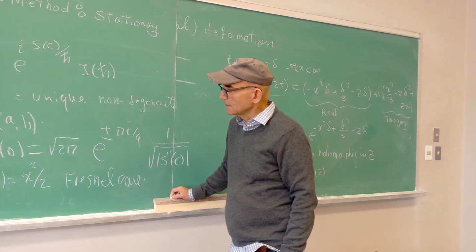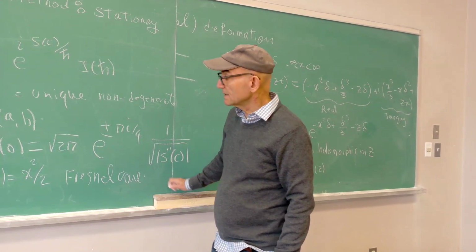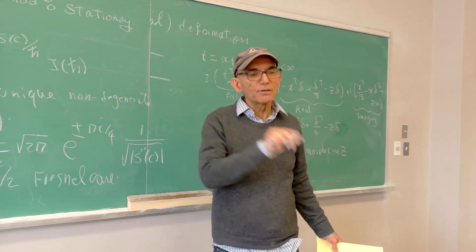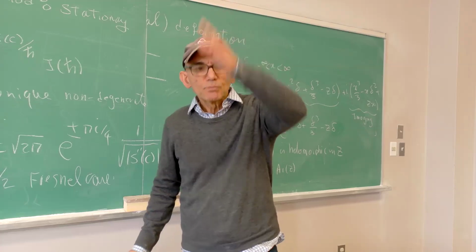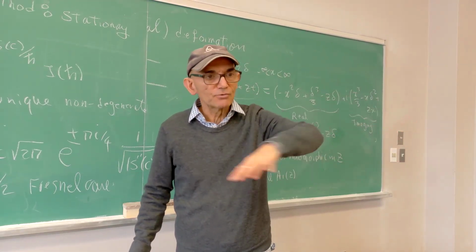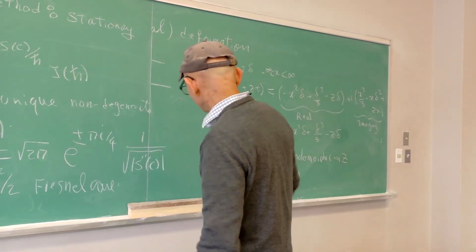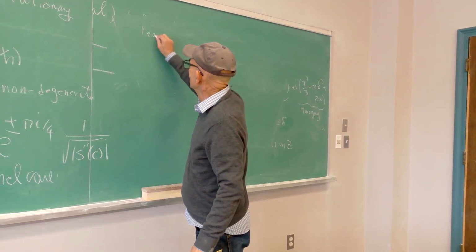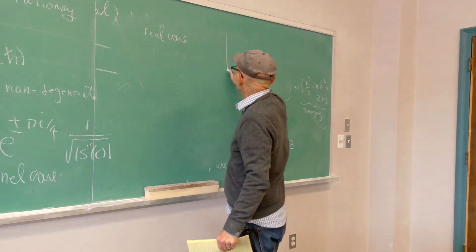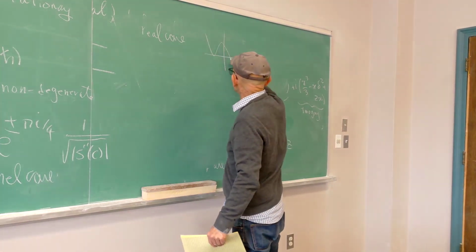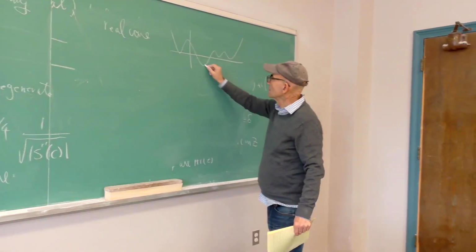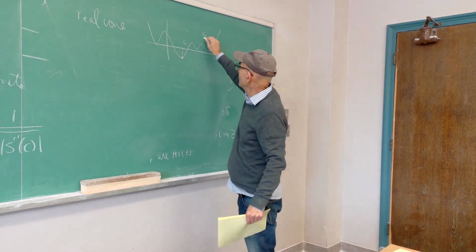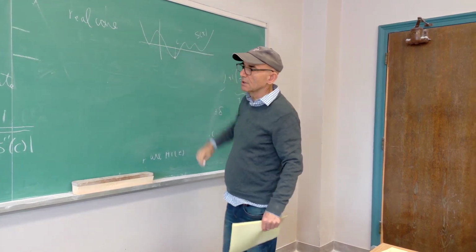Another difference between this case and the real case is that all critical points contribute. In the real case, there was this smallest critical point that would dominate everything. Imagine you have an action s of x like that. Only this c would contribute when integrating from minus infinity to plus infinity. The other ones are subdominant.